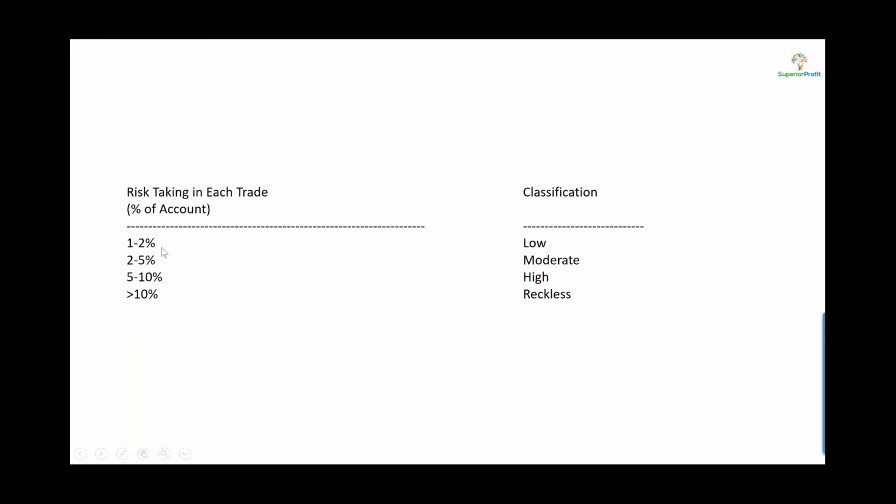If somebody is taking 1 to 2% risk of their total account size, then I will classify that trader as a low risk trader. 2 to 5% moderate, 5 to 10% risk in each trade will be considered high, and probably more than 10% will be considered reckless. All the traders I know who are profiting consistently, and the keyword here is consistently, not about making money in one trade, but consistently over months and years, they all belong to this low risk category. And I hope you will do the same when you are using these Q systems and 360 degrees approach.